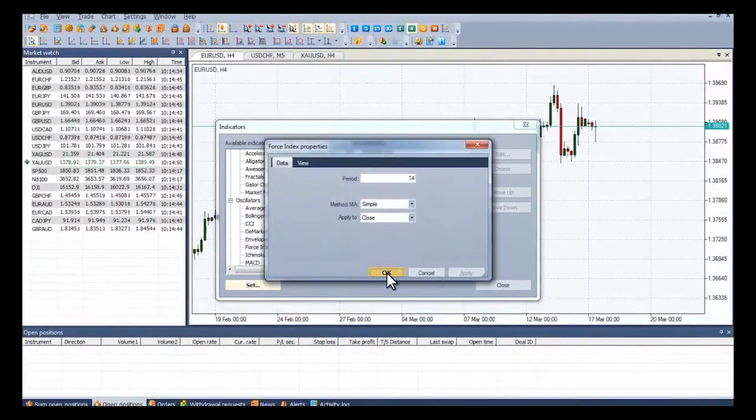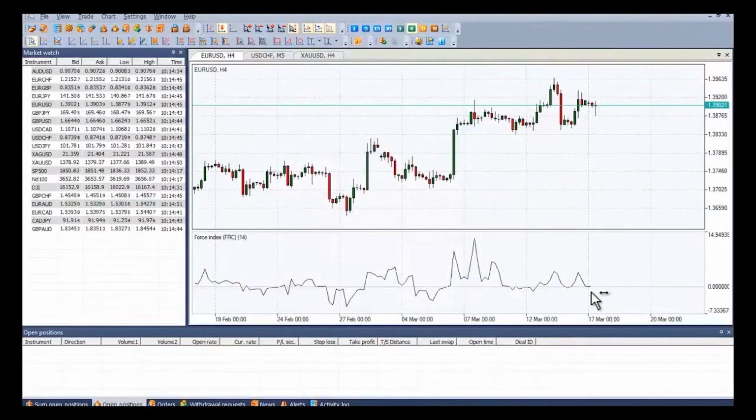Next on our list, we have the Force Index, or FRC. Select it, click Set, OK, and here it appears at the bottom of our screen. The Force Index indicator, invented by Alexander Elder, measures the power behind every price move based on three essential elements: direction, extent, and volume. The oscillator fluctuates around zero, a point of a relative balance between power shifts.